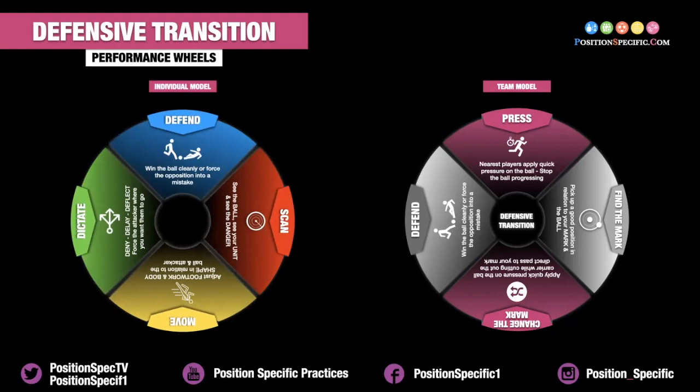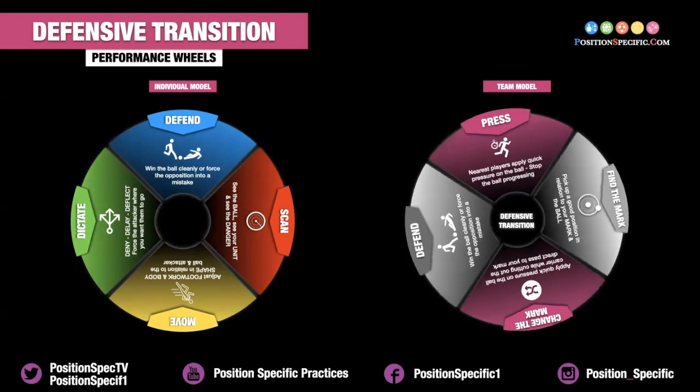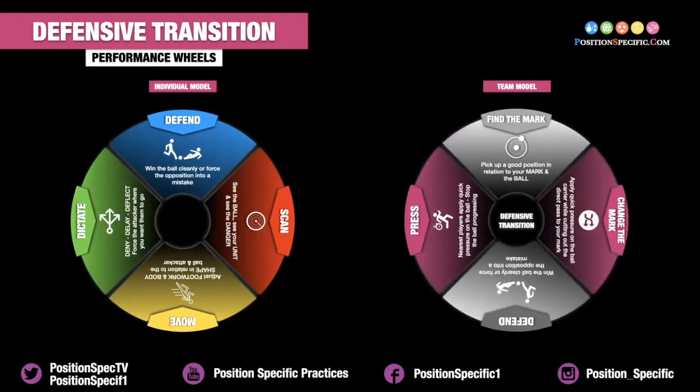So taking these 4 individual outcomes, we then look to our team model. When the ball turns over, can the nearest man press? Can he apply quick pressure on the ball and stop it from going forward? Can the supporting players around them find the mark? So pick a good position in relation to your mark and where the ball is.